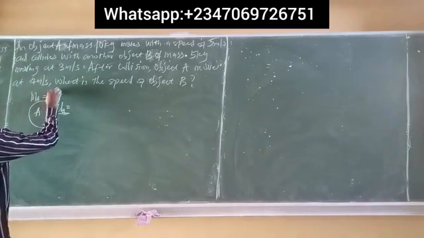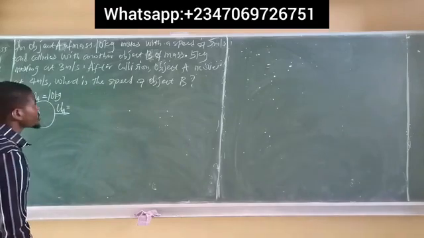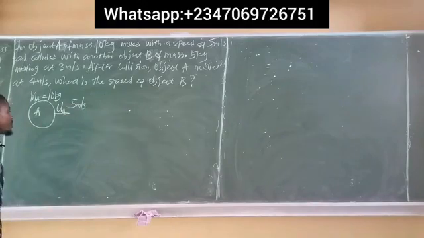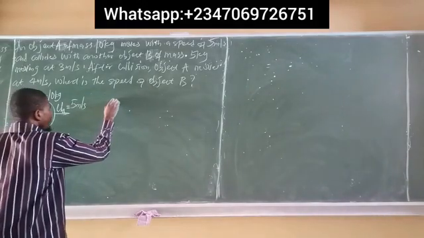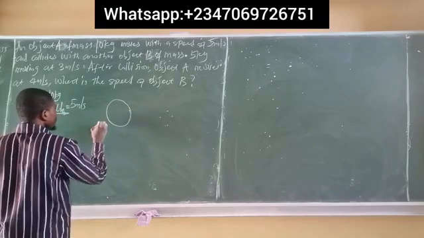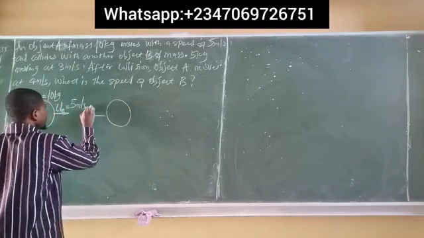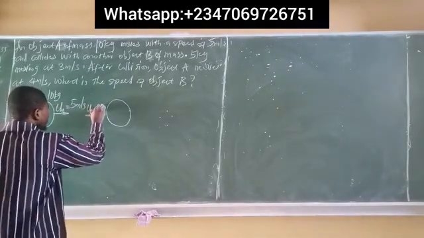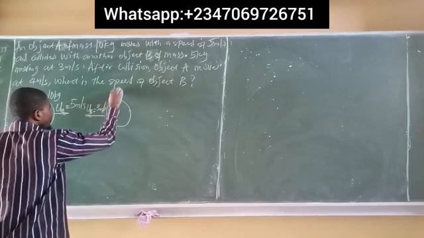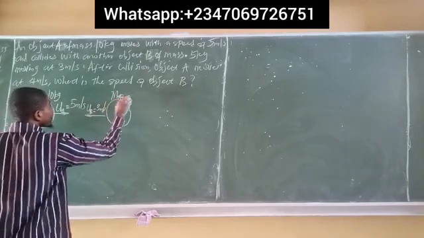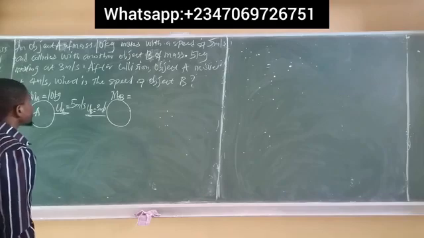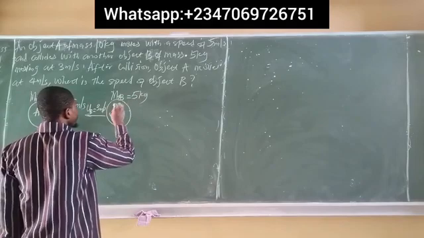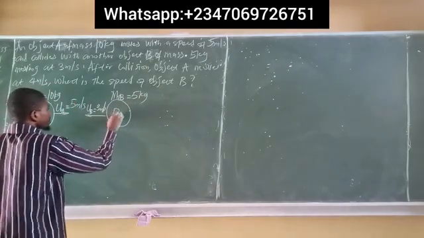So MA is simply 10 kg, and it moves with a speed of 5 meters per second. So UA is equal to 5 meters per second. Then we have another object B, moving at a speed UB equal to 3 meters per second, and the mass of object B, MB, is 5 kg. It collides with object A.